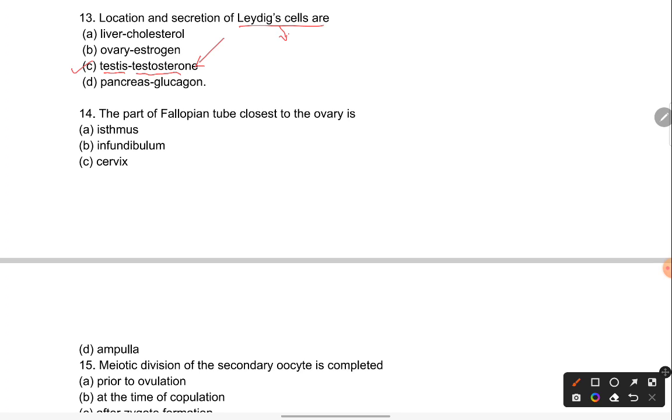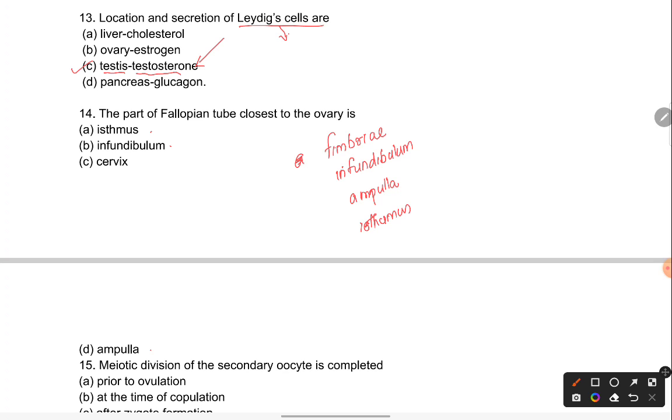The part of fallopian tube closest to the ovary is isthmus, infundibulum, cervix, ampulla. Which are the different parts of the fallopian tube? In the first part, it consists of many finger-like projections, and all those finger-like projections together we call fimbriae, for the collection of ovum. Then this fimbriae opens to a broad funnel-shaped part called infundibulum, and this infundibulum opens to a tubular part called ampulla. Ampulla leads towards isthmus, and this isthmus opens to the uterus.